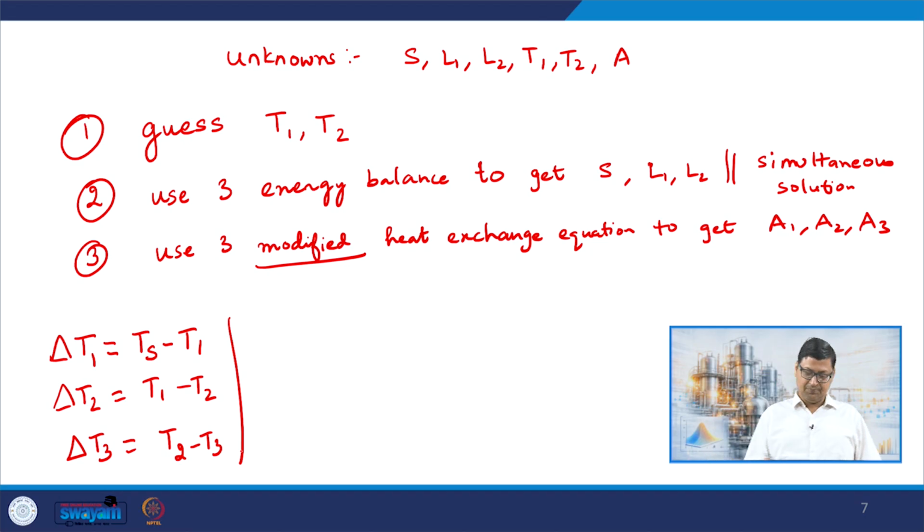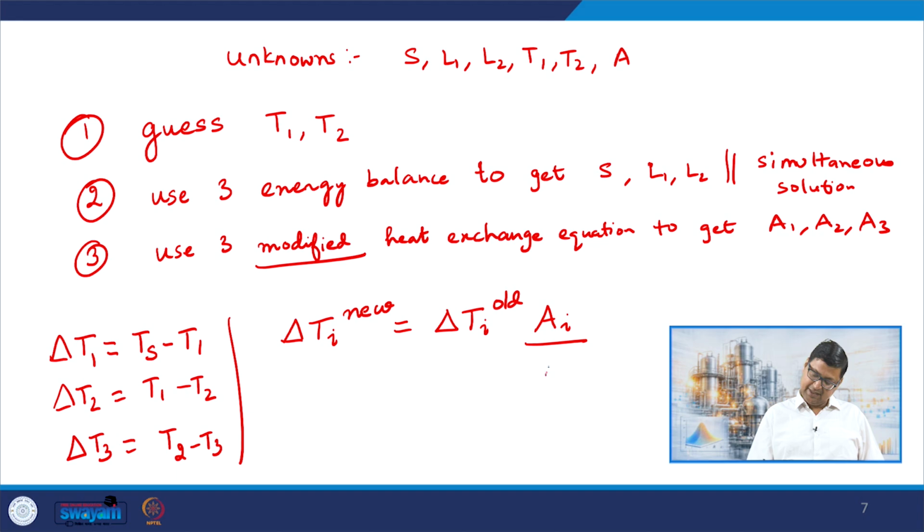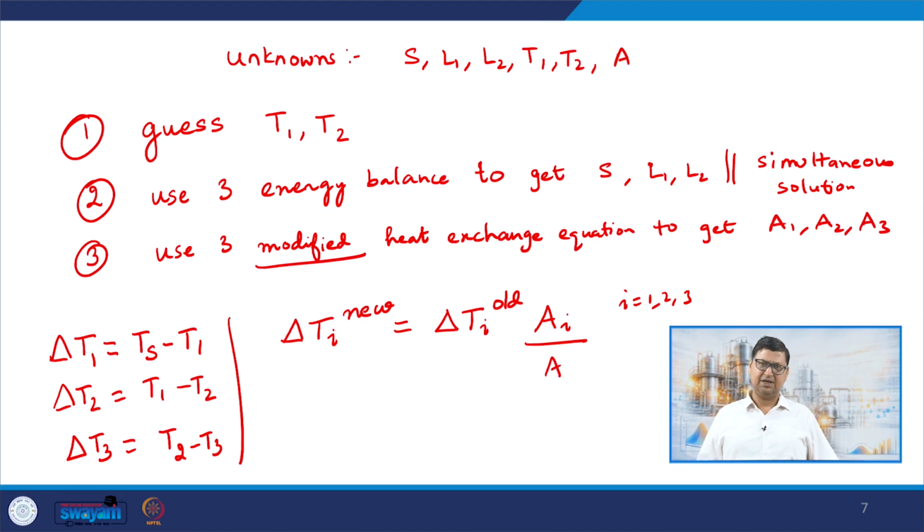So what I am going to do is I am going to say that delta Ti new is equal to delta Ti old into Ai by A, for i equal to 1 to 3, right? I don't know the A as well, this is unknown here, but you will see that will not matter, right? So I have a way to update the temperature drops, right? My temperature drops are also wrong because my guess value of T1 and T2 are wrong, but I have a way to update that, and this will give me a new value of the T1 and T2.